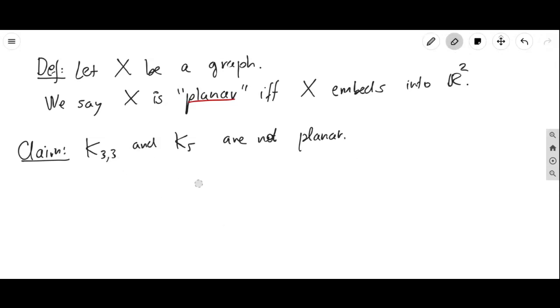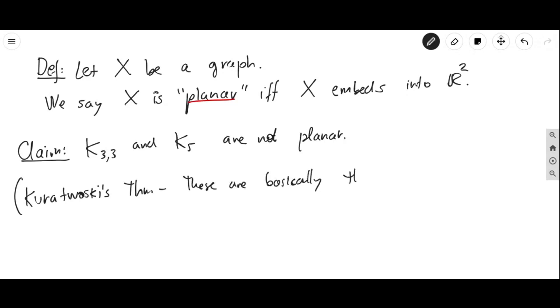So this is like a well-known result in graph theory. In fact, the other interesting thing about this is that there is something called the Kuratowski theorem, that says that these are basically the only exceptions.